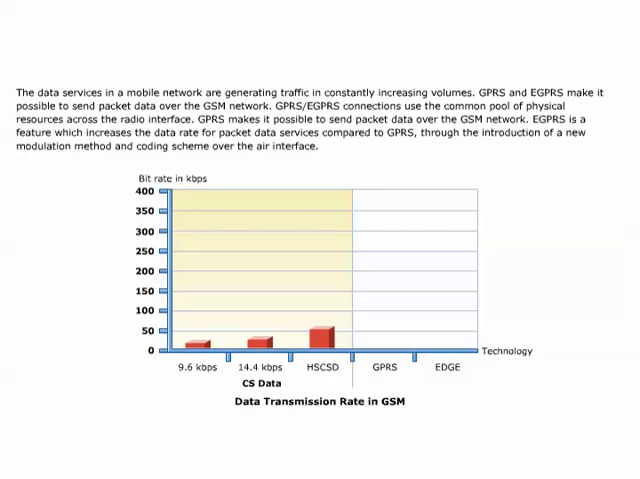GPRS makes it possible to send packet data over the GSM network. eGPRS increases the data rate for packet data services compared to GPRS through the introduction of a new modulation method and coding scheme over the air interface.